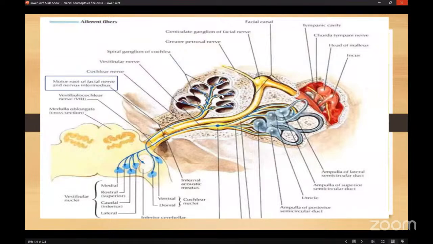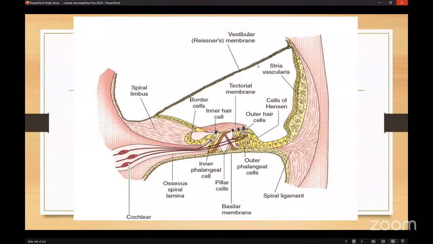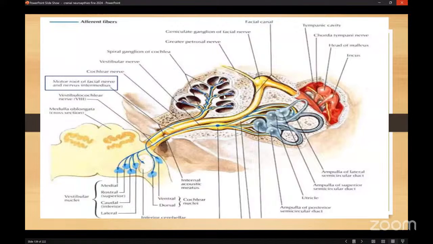And then it is divided into three components by the Reissner's membrane or vestibular membrane. Here there is a Reissner's membrane. So this becomes the scala vestibuli, this becomes the scala media, and this becomes the scala tympani. Okay, these structures that you see are the Scarpa's ganglion for the cochlear nerve.